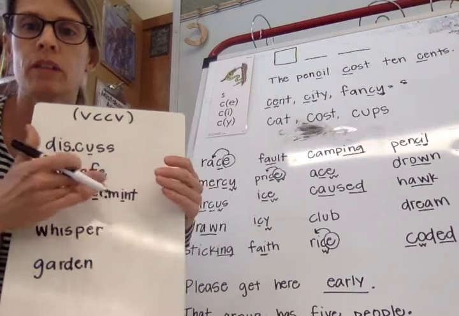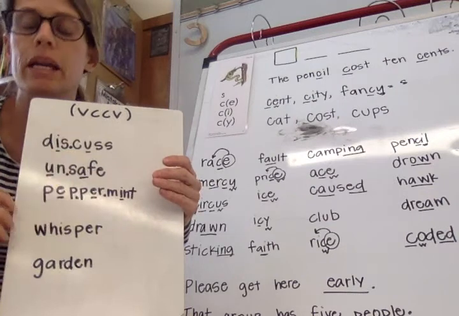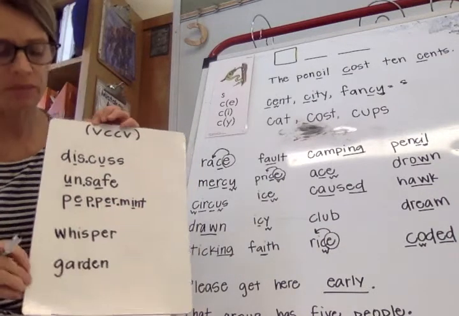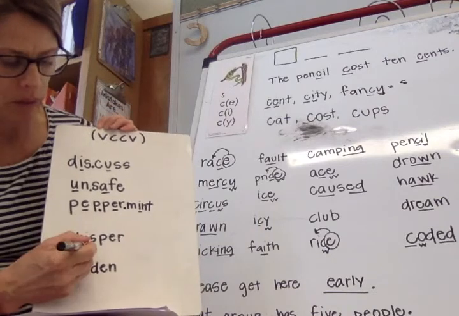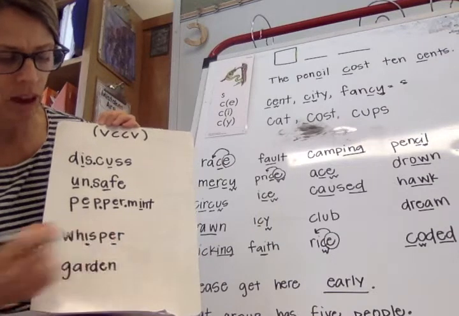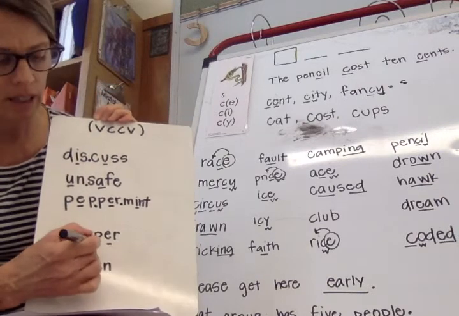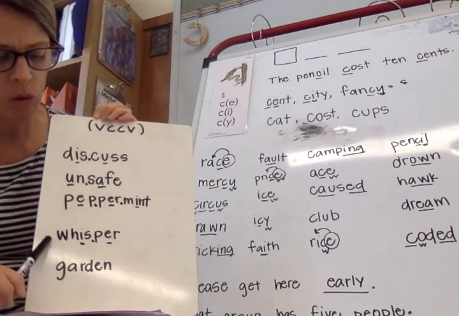Peppermint. Let's put it all together. Peppermint. All right. Whisper. Vowel. How many consonants in between? 2. Let's put our dot right there.